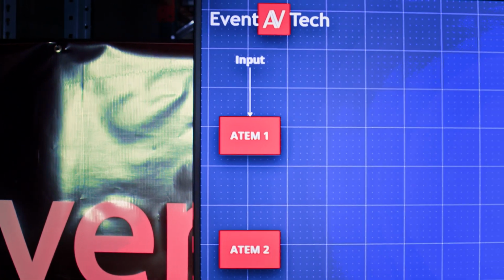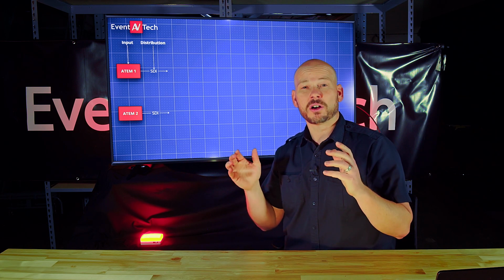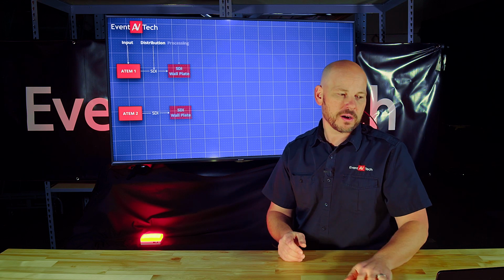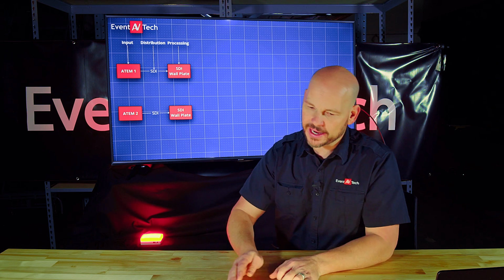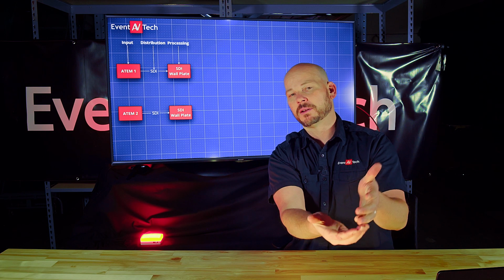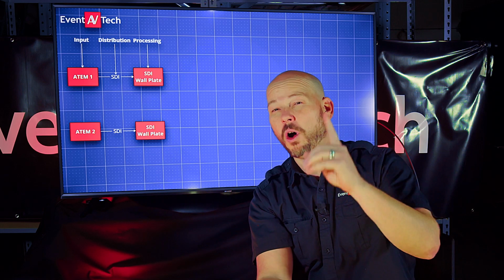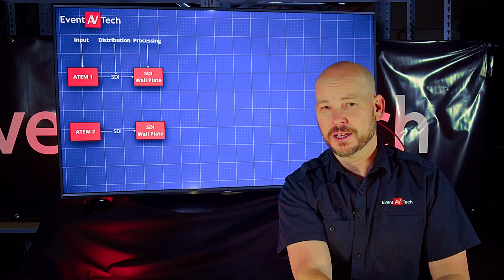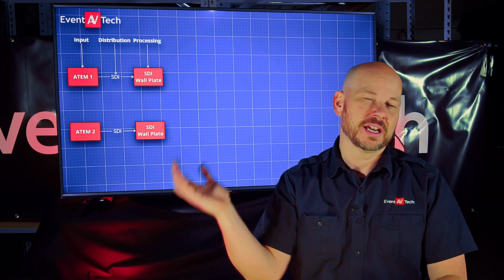Then in this system, those are coming out SDI, and that is our distribution. SDI is a type of cable, if you're unaware. And then we hit a wall plate. The switcher is on the desk. We've got an SDI cable coming off the desk, going down to a wall plate in the wall so it can go off to a far away destination. That wall plate could be processing if it's an active wall plate, because it's changing the signal. Or it could be distribution if it's a passive wall plate, because it's just passing it through.